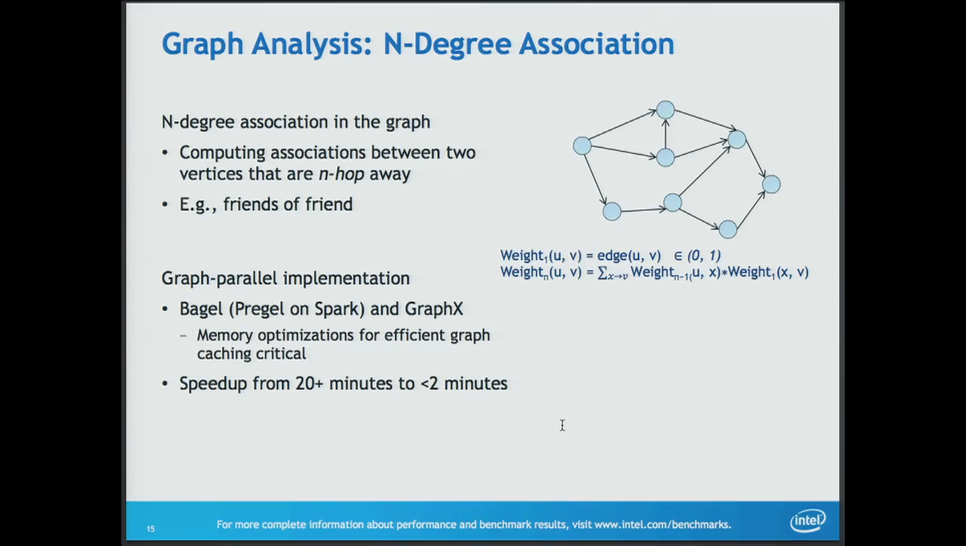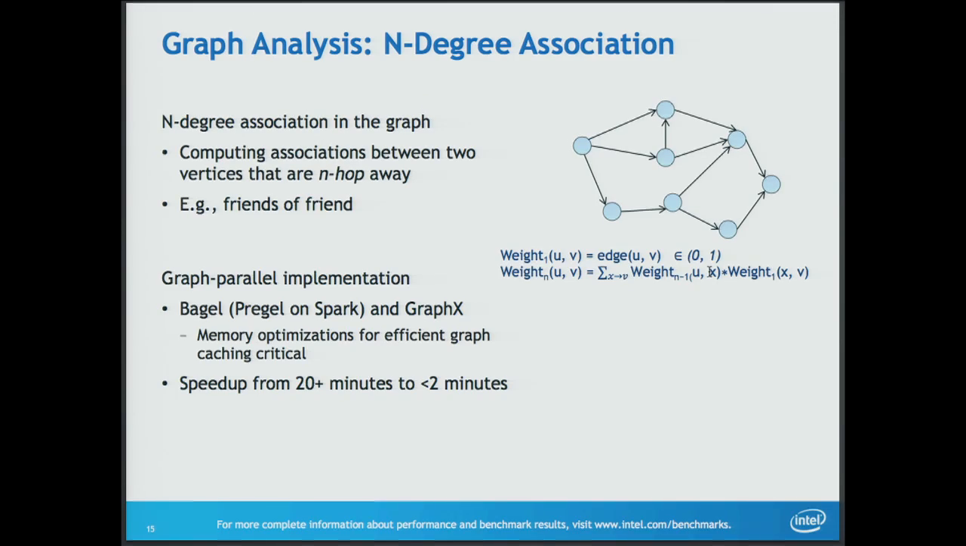So one specific application we are working on in this case is n-degree association in the graph. It's essentially computing the association between two vertices that are n hops away. Maybe you can think of it as friends of friends or something like that. And the formal definition is given here. The first degree weight is essentially the weight on the edge, which is between 0 and 1. And the n-degree association is defined recursively on that.